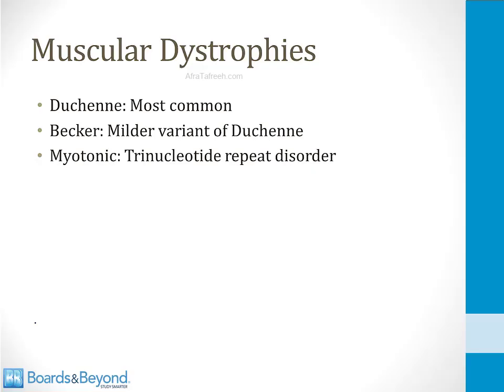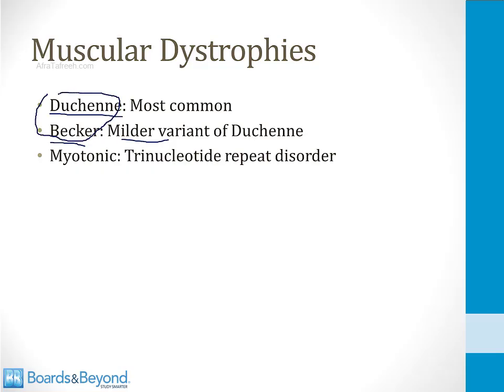I've listed on this slide the 3 variants of muscular dystrophy that you should know for the USMLE Step 1 exam. The first one is Duchenne muscular dystrophy. This is the most common variant. The second one is Becker muscular dystrophy. This is a milder version of Duchenne, but it shares many genetic features with Duchenne, and for that reason these two are often discussed together.